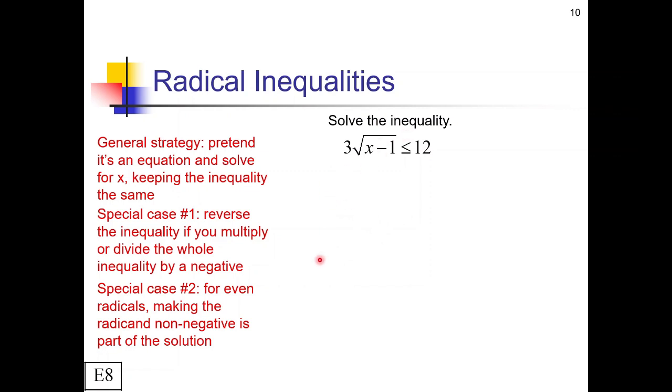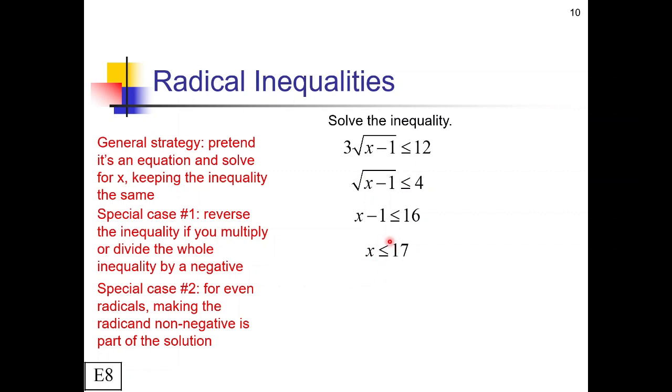All right, let's see how this went. So we're going to divide by 3 to isolate that radical. That's going to give us 4 over there. And since I'm not dividing by a negative, I keep the inequality pointing the same direction. Next up, I'm going to square both sides. So that's x minus 1 and 16. And again, I'm just going to keep the inequality pointing the same direction. Next, I'll add 1. So that's going to be x less than or equal to 17.